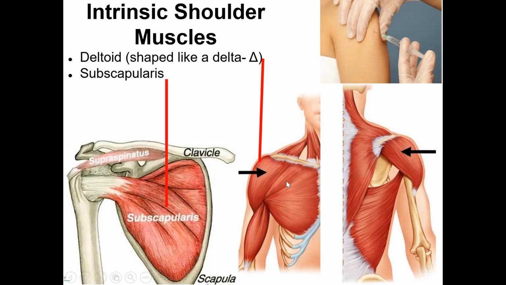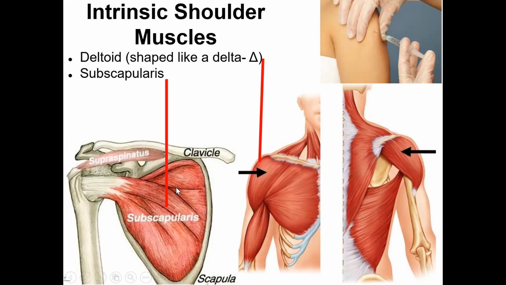The deltoid is really important for reaching the hand above the head, right? So abduction of the upper limb. And then we've got the subscapularis, which is located in the subscapular fossa, and that also helps with a little bit of that action as well.